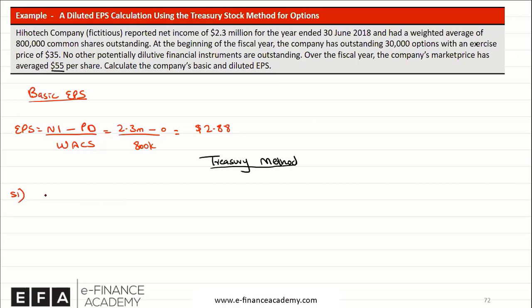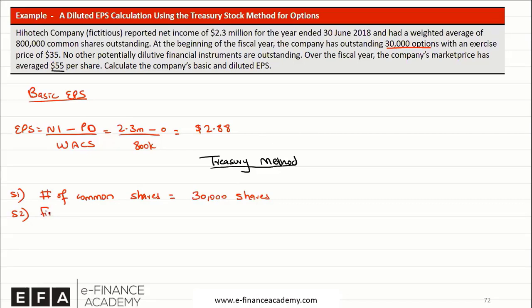So the first step is, how many common shares do you get if you exercise options? Because there are 30,000 options, that means if the employees exercise 30,000 options, they would get 30,000 common shares or ordinary shares. The second step is to find the amount of cash received. So how much did the company get from the issuance of 30,000 shares?